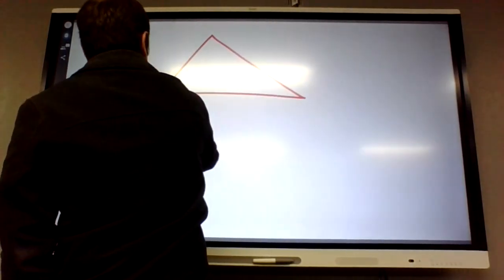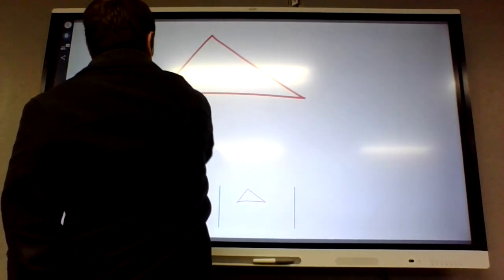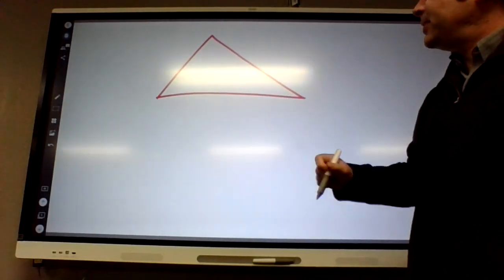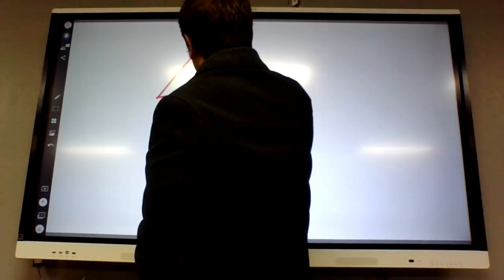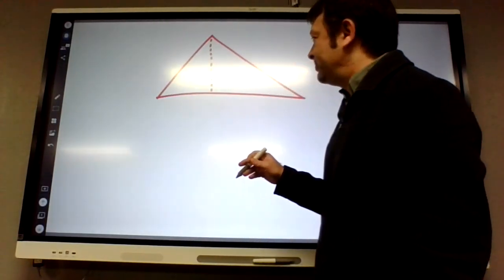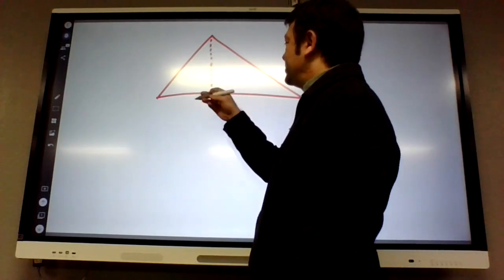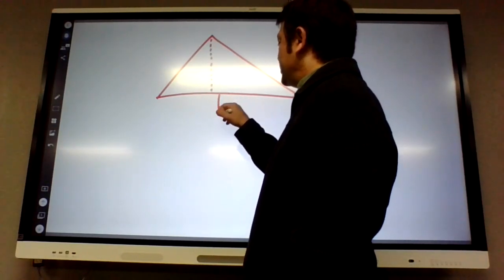We're talking about areas of a triangle today. You guys remember how we find the area of a triangle? Base times height divided by 2. So the height would be the line that's vertical to the base, goes up to the vertex, so it would be like base times height divided by 2.